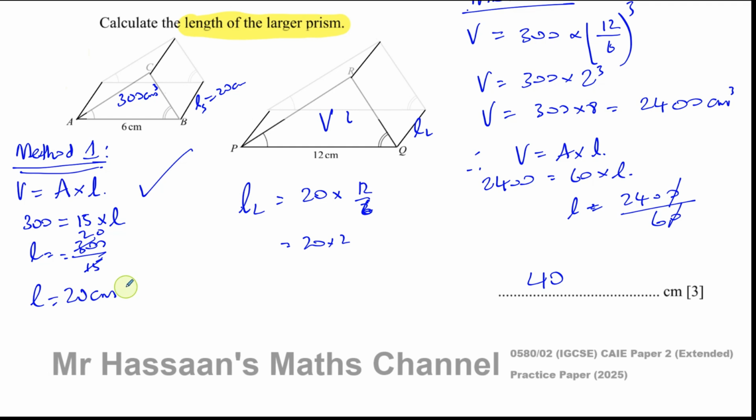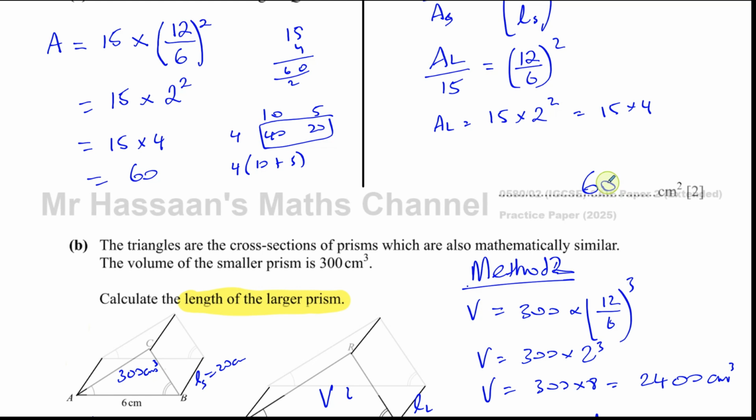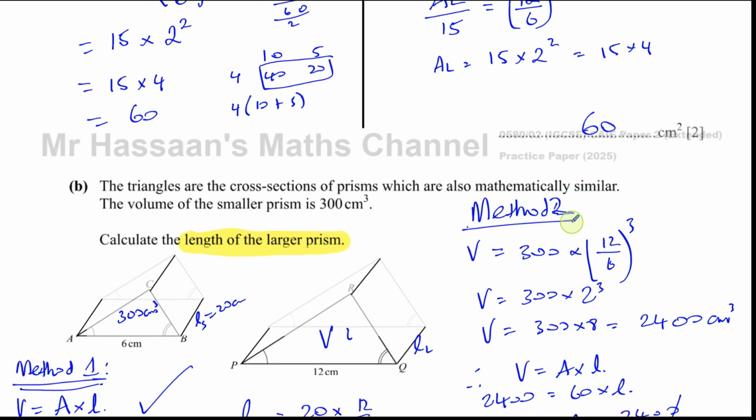So it's much easier to work out the length of the smaller prism and then double it to give you the length of the larger prism. That's why this way is easier. With the other way, you're relying on a length or an area that you calculated. You might have made a silly mistake. That would be wrong, therefore this would be wrong.